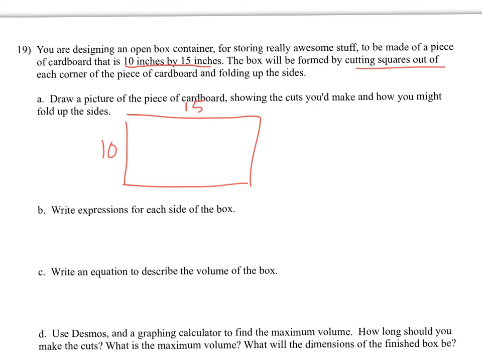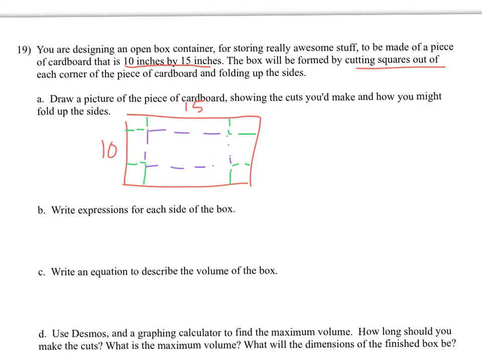Cutting squares out of each corner and folding up the sides. So in other words, I'm going to cut 4 squares, and I would fold up the sides along these dotted lines in order to make that box. I've got lots of examples of boxes made in this fashion from my pre-calc class, kind of sitting in the back of the room if you'd like to see one. I know it's very exciting.